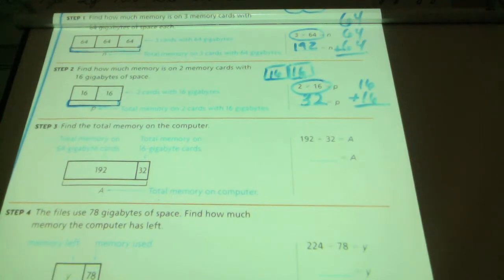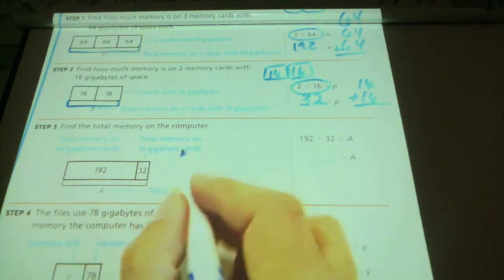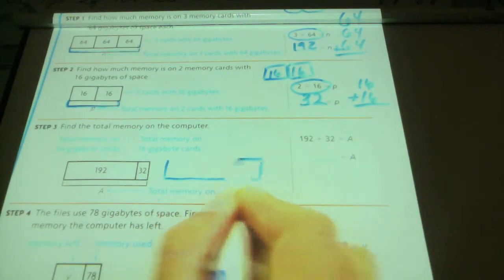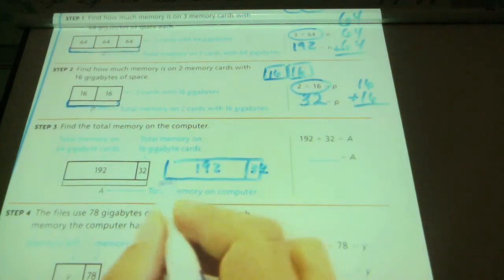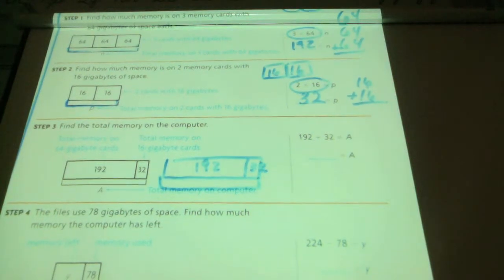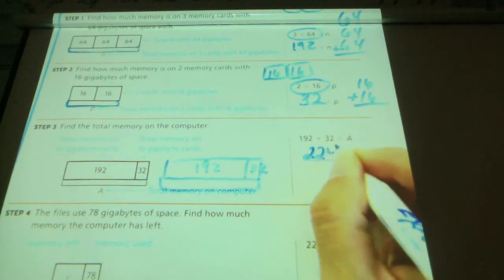And then to find the total, remember we want to know if she has 3 cards that are 64 and 2 cards that are 16, how much that is altogether. Would we multiply those 2 numbers? No, what do we do with them? Add them. And you can see again we've made a bar model of both of those together with the 192 and the 32 over there. And then we're trying to figure out what the total of all that is. When we add those together, we get 224.